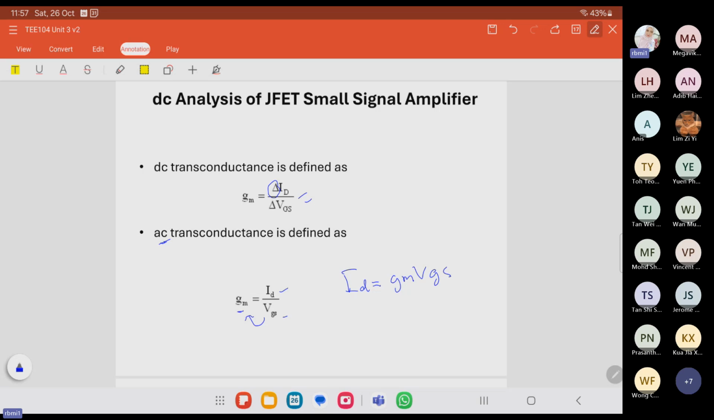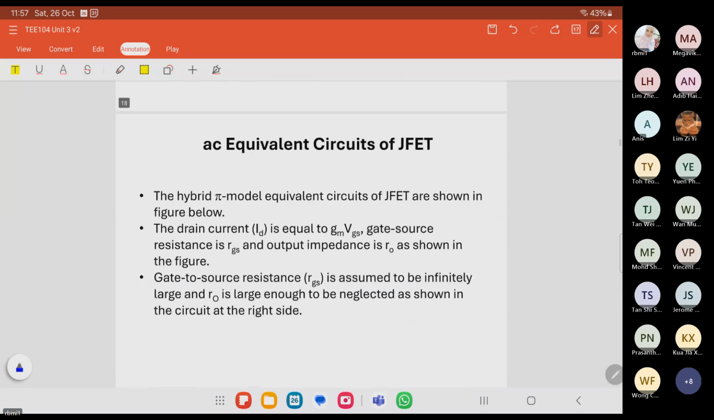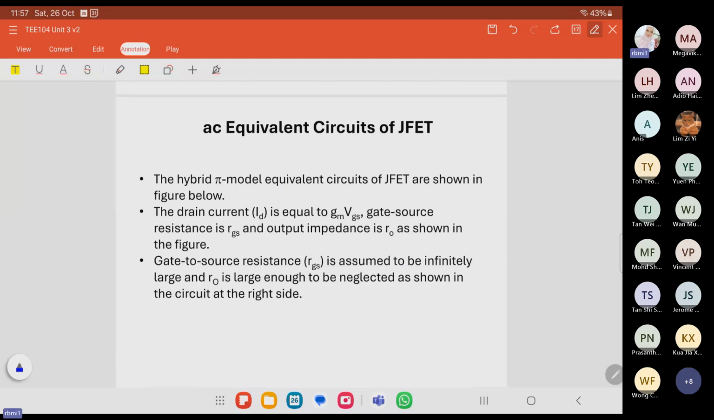Okay, the gm for DC and AC. For DC, the delta here is the change in ID over the change in VGS. For AC, this is the value of id over vgs. From these expressions, we can get ID equals gm VGS.